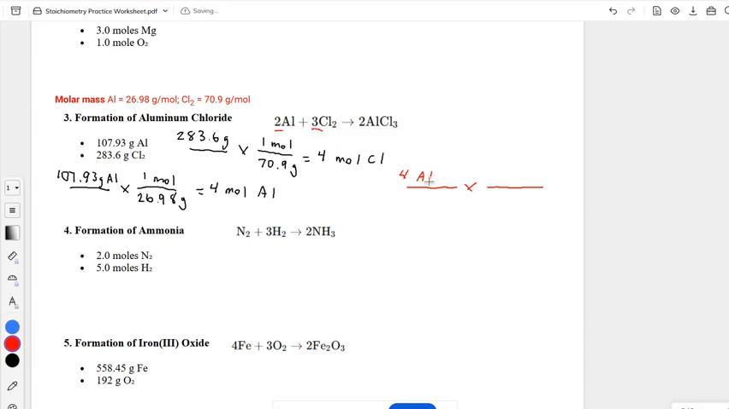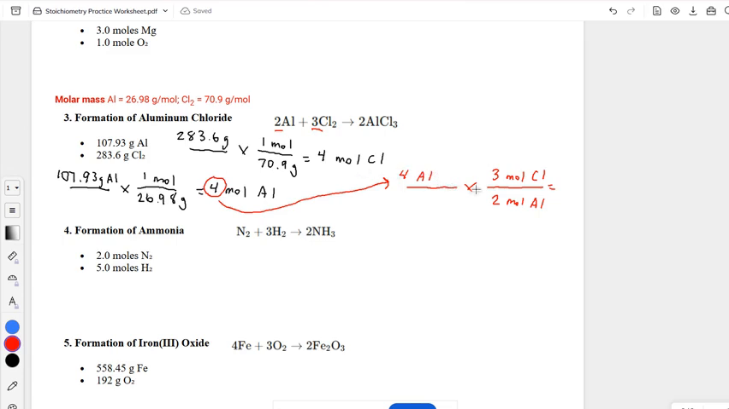So since aluminum's on top, 4 moles of aluminum, the 2 is going to go on the bottom. 2 moles of Al. And the chlorine is going to go on top with its 3. 3 moles of Cl. And this is going to show us how many moles of chlorine we're going to need to react with 4 moles of aluminum. Let me erase that so you can see it better. That's why I put the 4 moles of aluminum here. And that's going to tell us how many moles of chlorine we need.